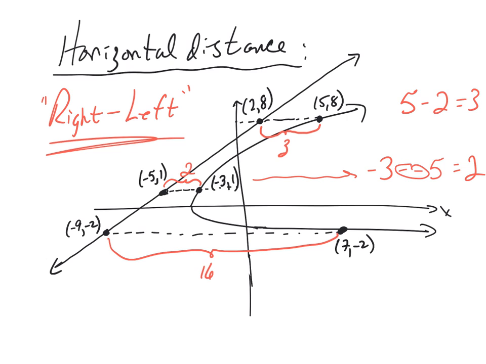And for this last one, the distance between these 2 points, we're again going to think of the phrase right minus left. So the x value to the right minus the x value on the left. So 7 minus a -9 would get us a distance of 16. So this concept of using right minus left will always give us a positive distance. For vertical rectangles, we're going to remember high minus low. For horizontal distances, we're going to use right minus left.